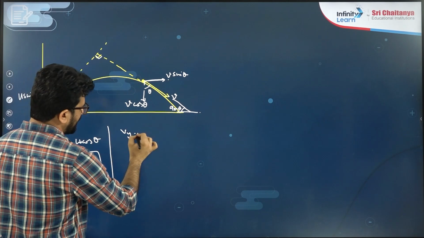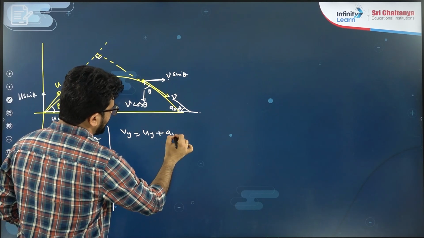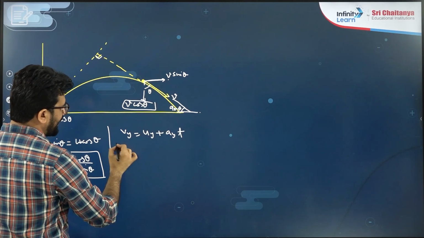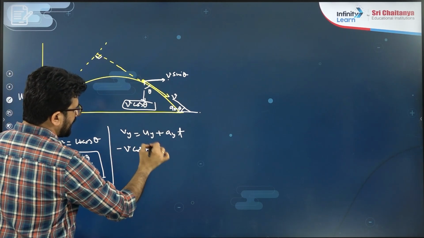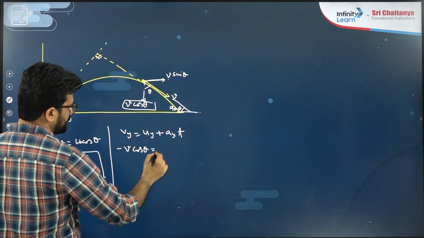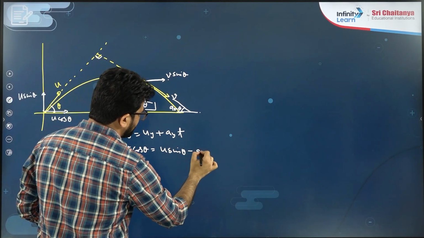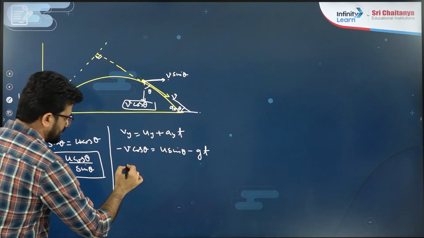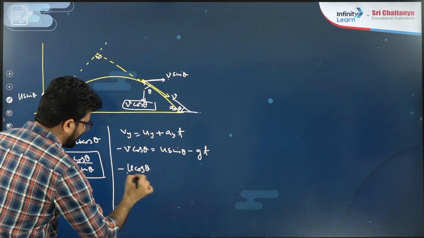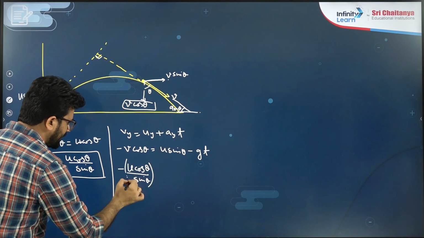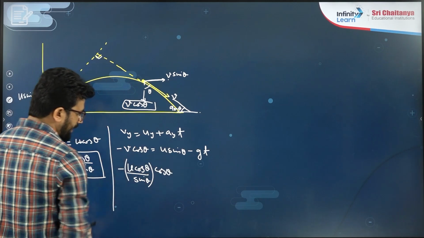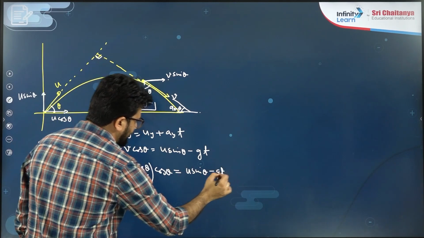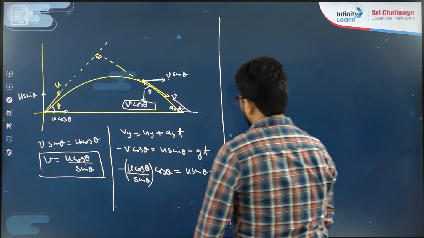Again you can say vy is equal to uy plus ay into t. So what was the vy? Vy is nothing else but v cos theta, negative. And what is the uy? Uy is u sin theta, minus g into t. Now I can put this value. What is the v value from here? You can say this is u cos theta divided by sin theta. This is the v value and this is cos theta, and here this is u sin theta minus g into t. I am taking g into t to one side. Now you can solve from here.